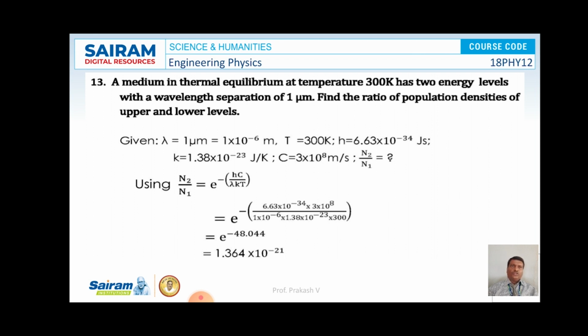So we know that N2 by N1 is equal to e to the power of minus hc by lambda kT, that is equal to e to the power of minus 6.63 into 10 to the power minus 34 into 3 into 10 to the power 8 divided by lambda, that is 1 into 10 to the power minus 6 into Boltzmann constant, that is 1.38 into 10 to the power minus 23 into 300. On simplification, we are going to get e to the power of minus 48.044, that is equal to 1.364 into 10 to the power of minus 21. So this is the value of N2 by N1.